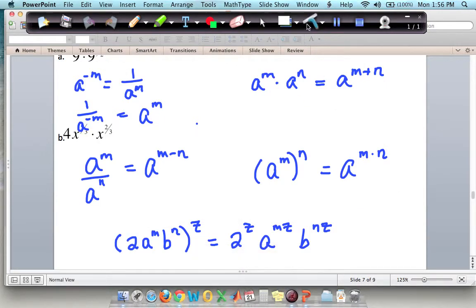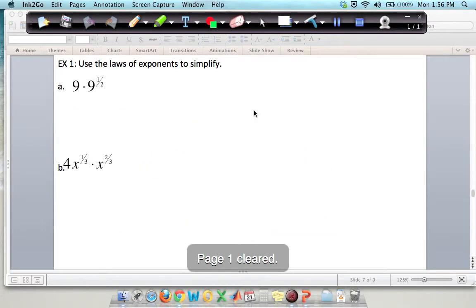Okay, so let's try a couple of examples using the law of exponents to simplify. So we have 9 times 9 to the half. These are the same base, and again, there's many different ways to solve this. I'm just going to use the law of exponents, which says when you have the same base and you're multiplying, you can add your exponents. So this is a 1. 1 plus a half is 3/2.